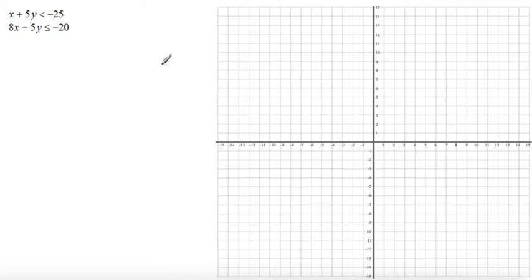Solve the system of linear inequalities and give an example of one solution and an example of a non-solution. So first we have to get both of these inequalities in slope-intercept form. So I'm going to do that to the first one.